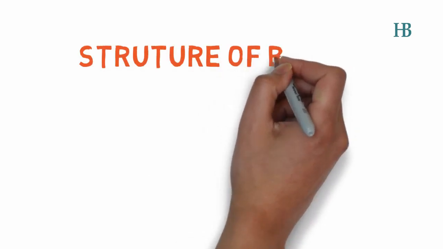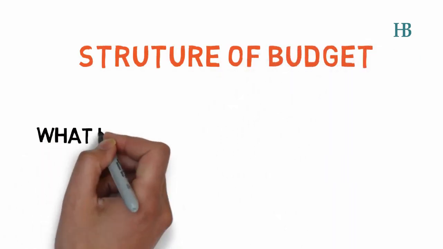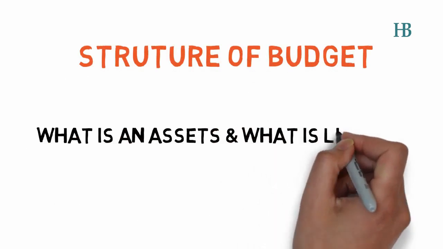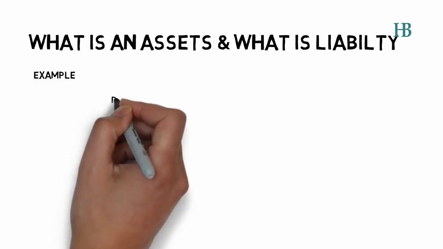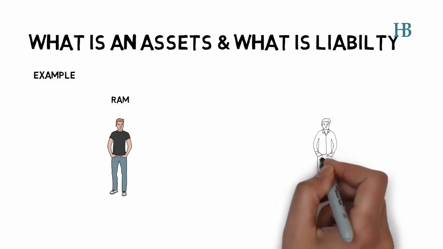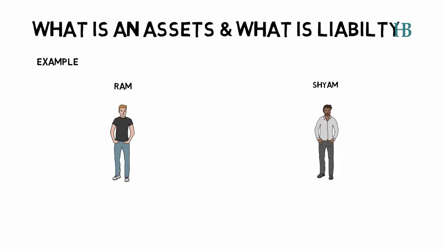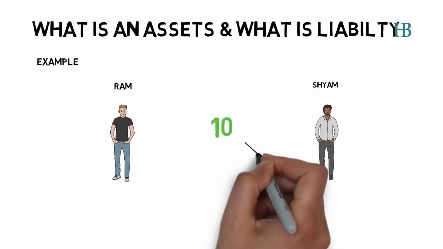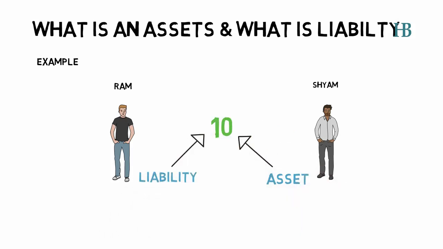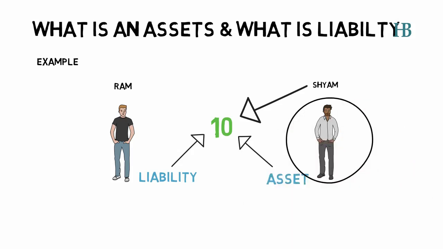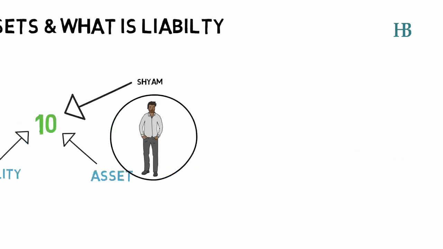Now let's move on to the structure of the budget. Before that, you should know what an asset and a liability are, because these two terms are used in making the structure of the budget. I'll explain this with a small example. Let there be two persons named Ram and Sam. Ram has borrowed 10 rupees from Sam. This 10 rupees is an asset for Sam, but a liability for Ram, because this is Sam's money and one day he will recover it from Ram. So for Sam it's an asset because originally it is his money, and for Ram it is a liability because one day he has to return it to Sam.